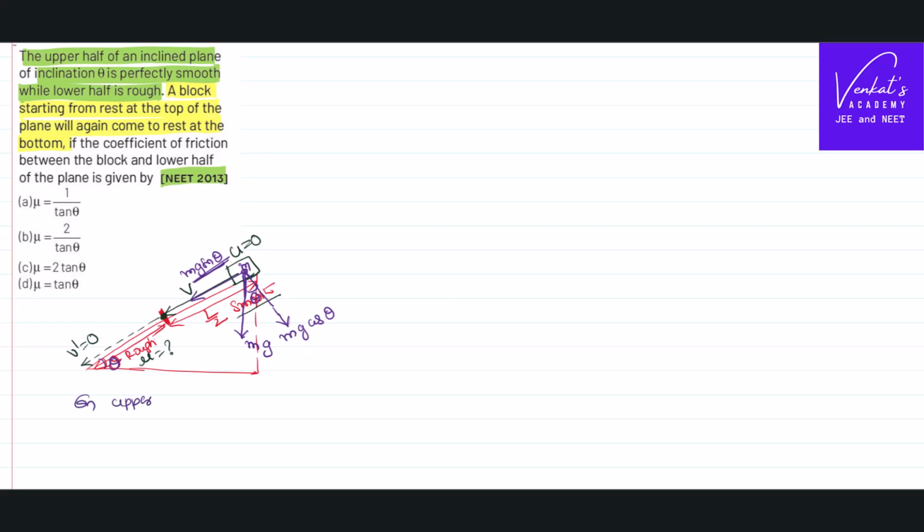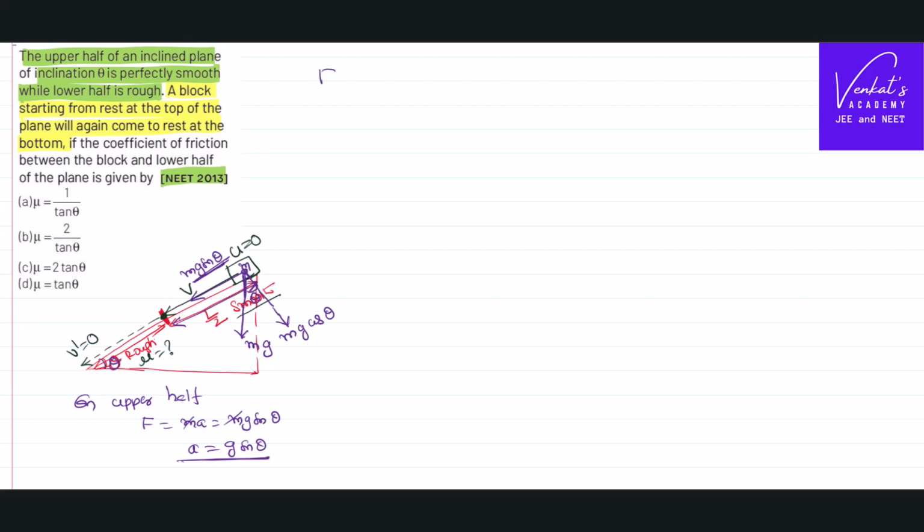Upper half: no friction because it's a smooth surface. The downward force gives ma equal to mg sin theta. So the acceleration of the upper part is a equal to g sin theta. With a equal to g sin theta, it is falling a distance L by 2, and it will acquire some velocity v. We can calculate how much that is.